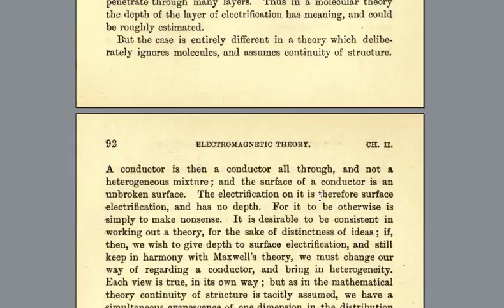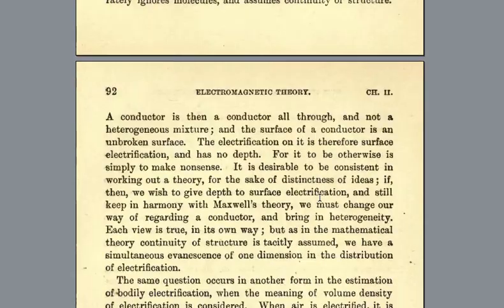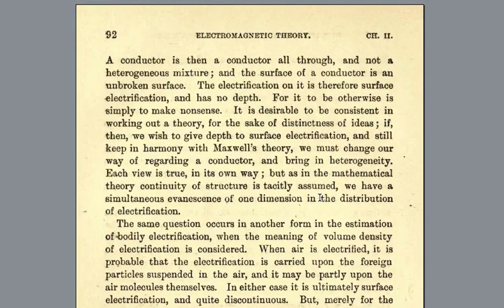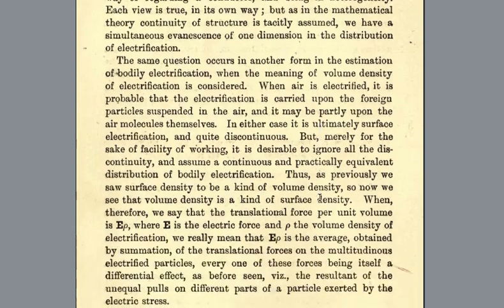It is desirable to be consistent in working out a theory for the sake of distinctness of ideas. If, then, we wish to give depth to surface electrification and still keep in harmony with Maxwell's theory, we must change our way of regarding a conductor and bring in heterogeneity. Each view is true in its own way, but as in the mathematical theory continuity of structure is tacitly assumed, we have a simultaneous evanescence of one dimension in the distribution of electrification. The same question occurs in another form in the estimation of bodily electrification, when the meaning of volume density of electrification is considered.